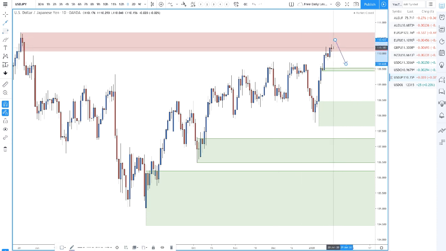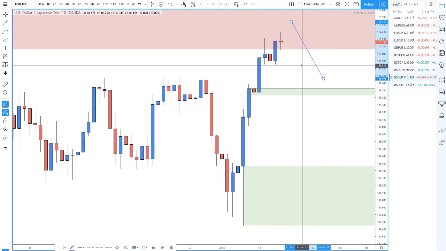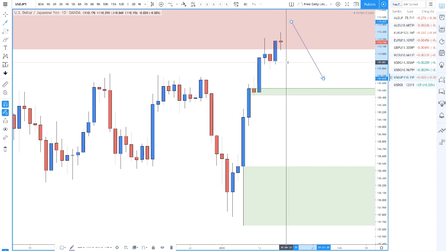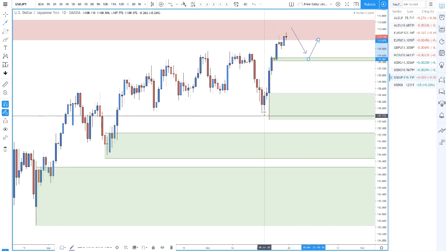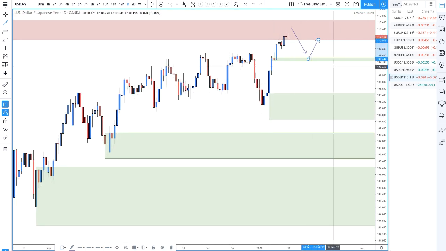If risk on continues, then it's literally just waiting for pullbacks into a demand zone. I'm pretty much long on this currency pair. So the next area that I want to be really long on is going to be down here. I think this is a really nice demand zone here for the time being. So that's where we want to get long on that currency pair.